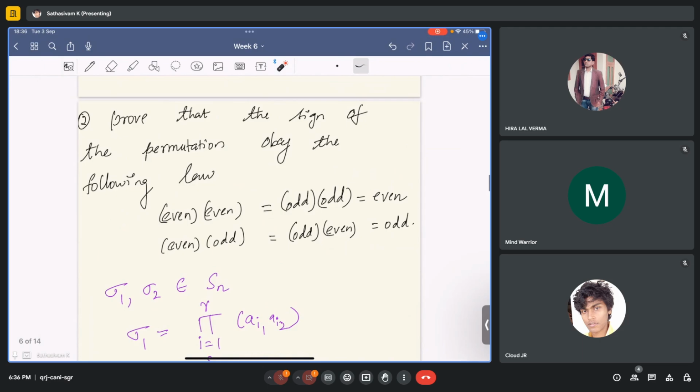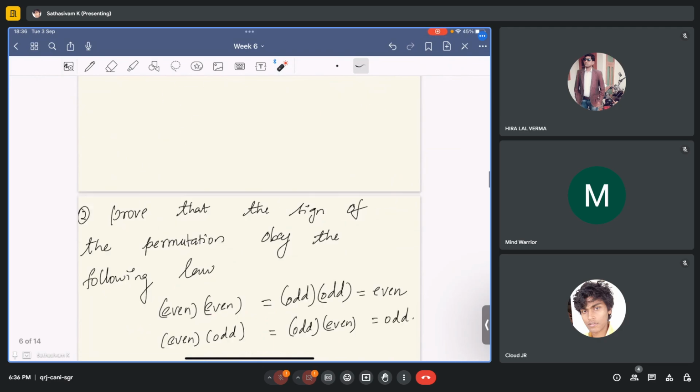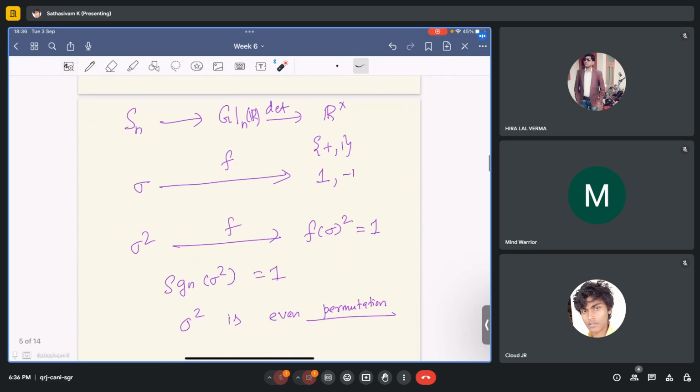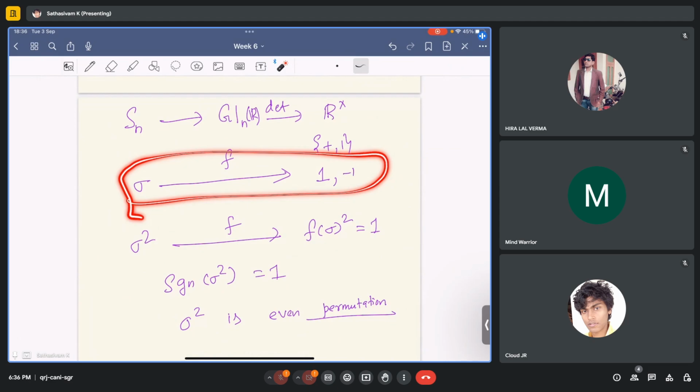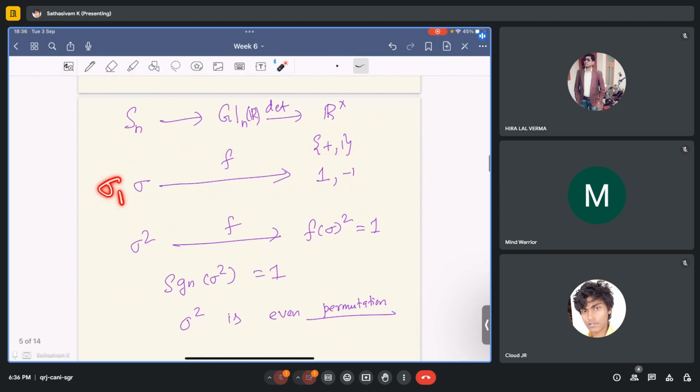Okay. So these laws hold. If you go in this particular way, you can again prove it. If you take sigma 1 and sigma 2, what you get is the sign of sigma 1 times the sign of sigma 2.